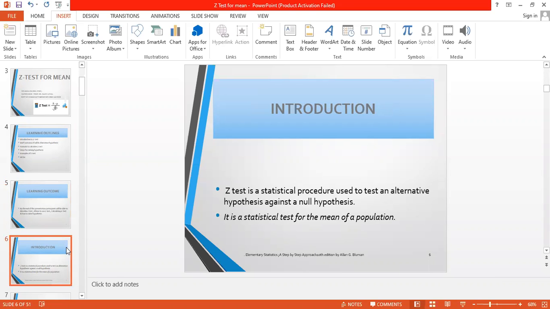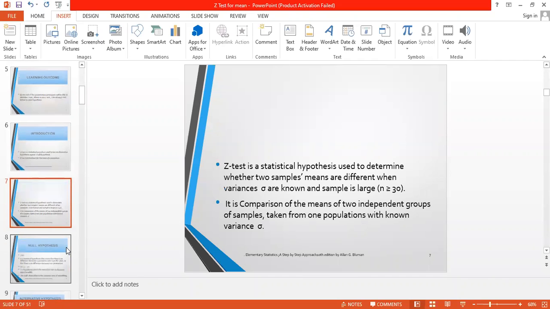First, we discuss the introduction of Z-test. Z-test is a statistical procedure used to test an alternative hypothesis against a null hypothesis. It is a statistical test for the mean of a population. Z-test is used to determine whether two sample means are different when variances are known and the sample size is larger than 30. It is a comparison of the mean of two independent groups of samples taken from one population with known variance.